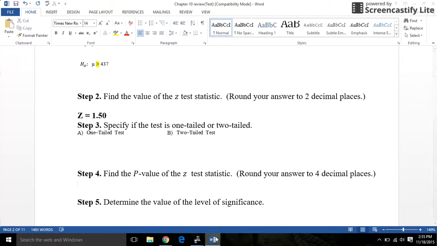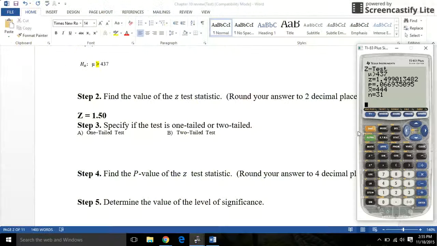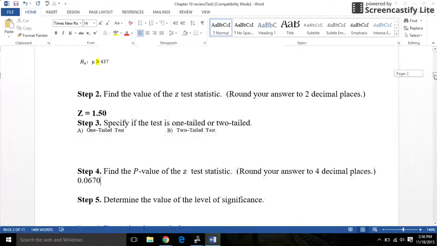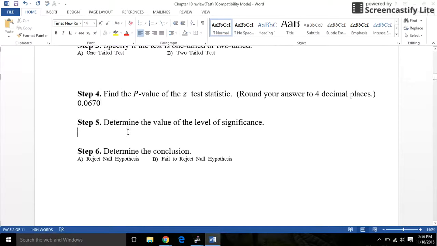It says find the p-value. All I do is go back and look. My p-value is right here. It's 0.0669, which rounds to 0.0670. That's my p-value. My level of significance, it already said in the problem, was 0.05.